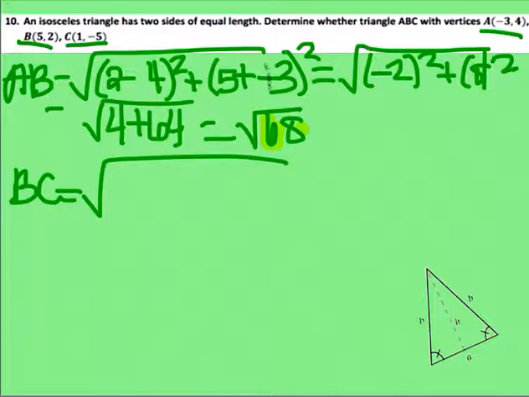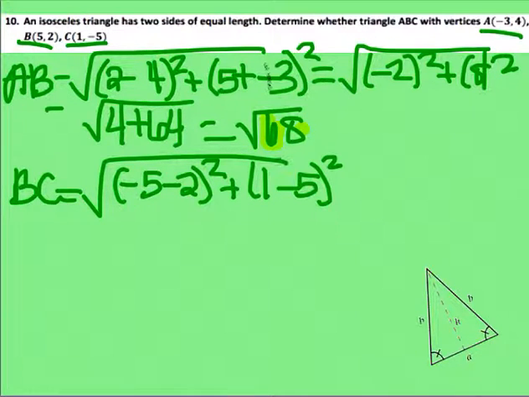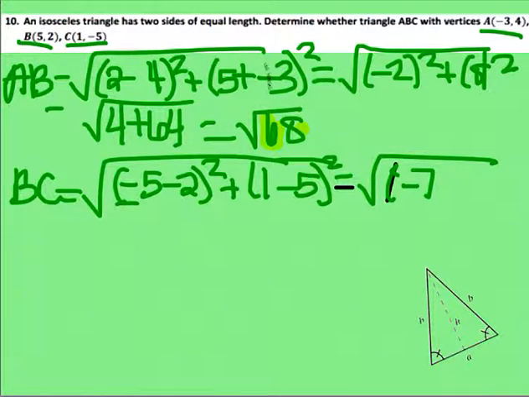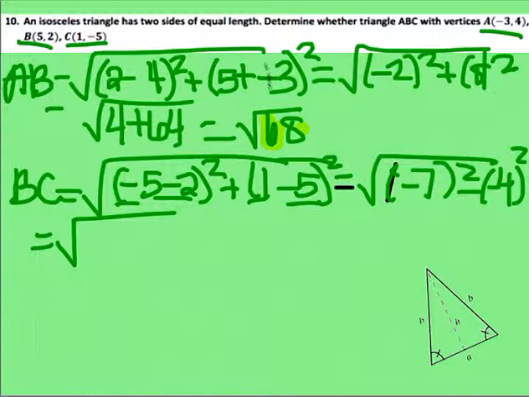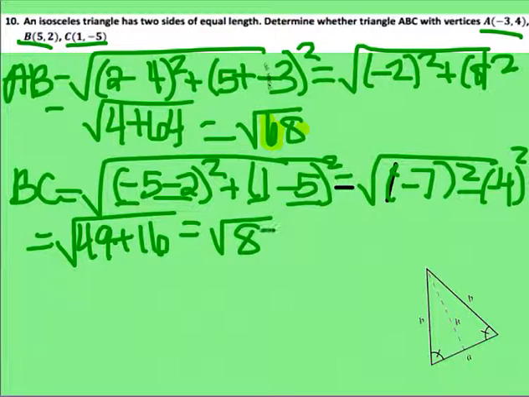So then when I do BC, y2 minus y1, and then x2 minus x1. And then we have -7 here, because when you do -5 minus 2, it's going to get more negative. 1 minus 5 is -4. So then that's going to be (-7) squared, remember, is going to become a positive 49. (-4) squared is going to become a positive 16. So 49 plus 16 is going to give me the square root of 85.